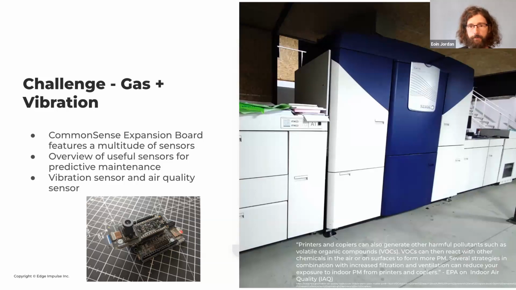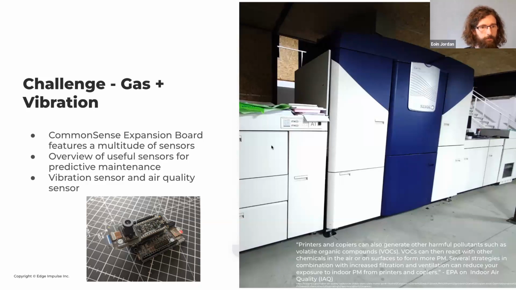In this example, we have a challenge of a printer which has some motors in it, and additionally there are some volatile organic compounds, or VOCs, that can leak from a printer once it gets into a poor state. And I just have a quote here as well from the EPA on indoor air quality, which validates this about VOCs. Here we can see the HDR cameras also sitting on top here.